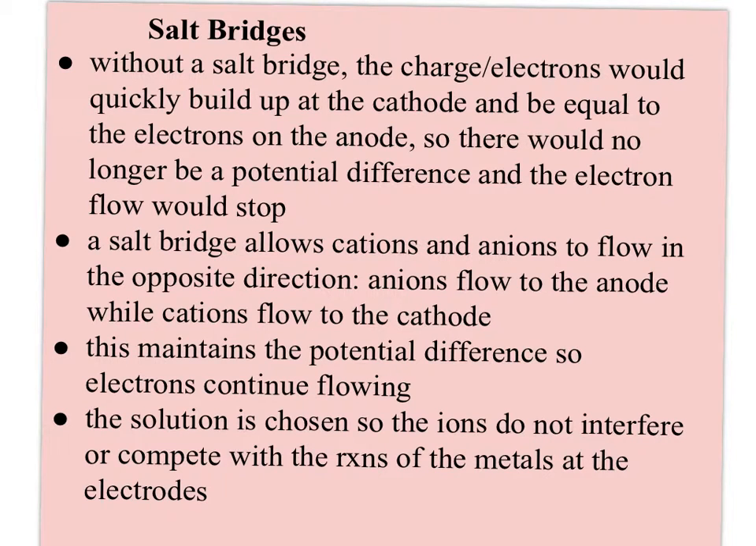So a little more about the salt bridge. Without a salt bridge, again, the charge would build up and there'd be no more potential difference and the electron flow would stop. So the salt bridge allows cations and anions to flow in the opposite direction. Anions flow to the anode because anions are negative and they're going over to replace the electrons that are being removed at the anode. And cations flow to the cathode because the positive ions are also flowing to the cathode, but they're being reduced there and removed from the solution.